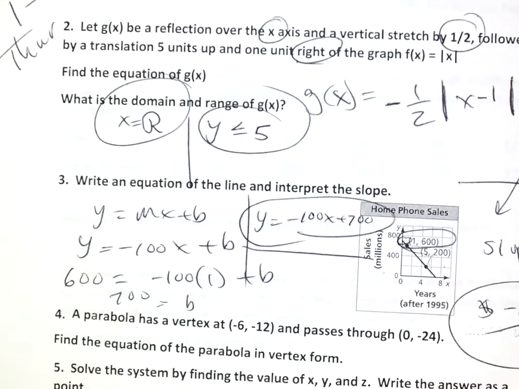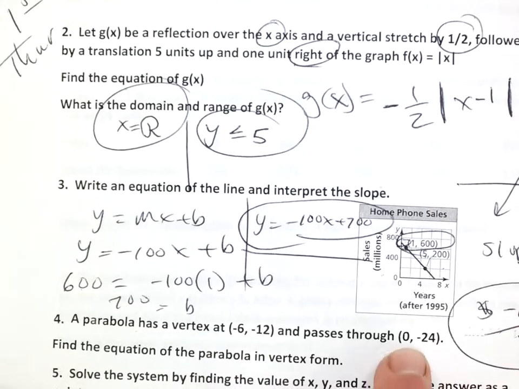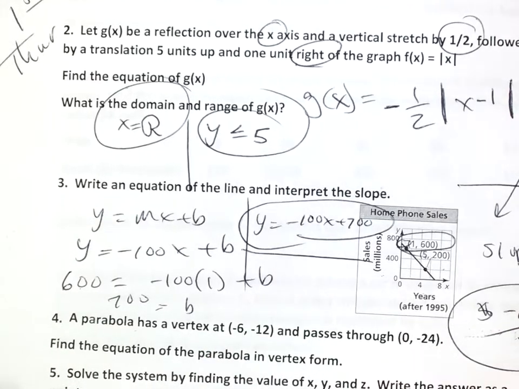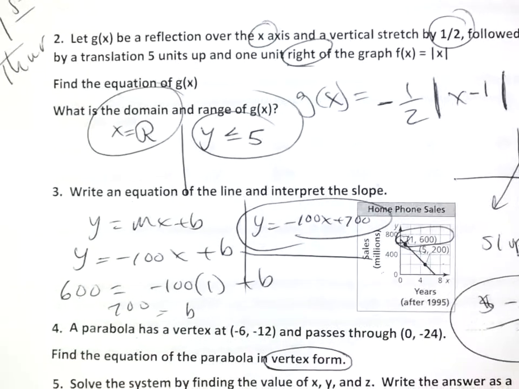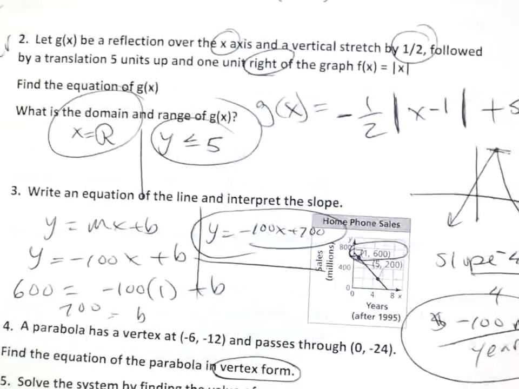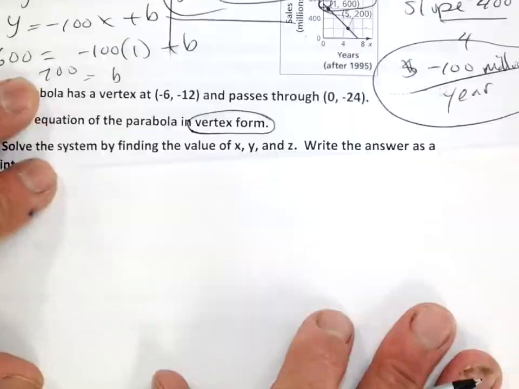Okay. Now, number 2, a parabola has a vertex of (-6, -12) and passes through the point (0, -24). So let's find the equation in vertex form. So key word, vertex form. I'm going to need a separate sheet of paper to do the work because this is going to take a little bit of work for me to do. So I'm just going to do a separate sheet of paper here.